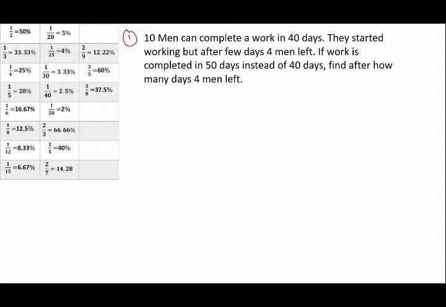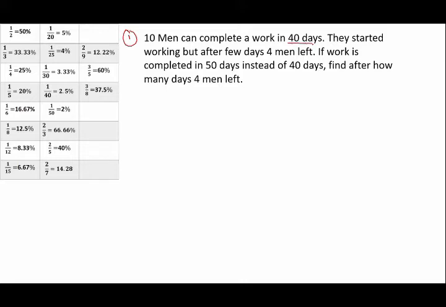10 men can complete a work in 40 days. They started working, but after a few days 4 men left. If work is completed in 50 days instead of 40 days, find after how many days 4 men left.